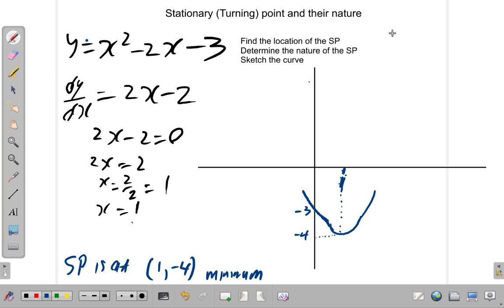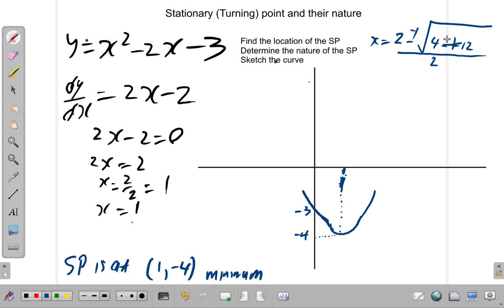But anyway, to get these points now, what you could do is use the quadratic formula. x equals -b, our b is -2, so -b is +2, plus or minus the square root of b squared, which is (-2) squared, 4, minus 4ac. Our a is 1, so 4ac is 4 by 1 by -3, which is -12. And this will amount to plus 12, all over 2 by 1, which is 2.